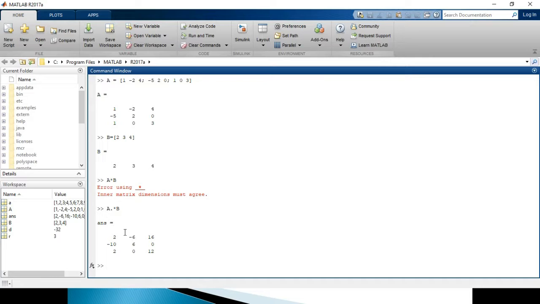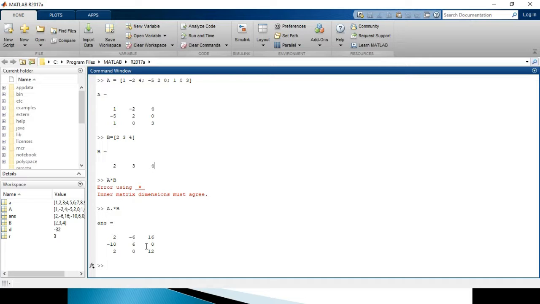Now understand the element by element method very clearly. Here you can see for A the first element is 1, and for B the first element is 2. So 2 and 1 will be multiplied. Here is 2. The second element is minus 2, and for B the second element is 3. Here the result is minus 6. So you understand that for 4 and 4 there is 16. In the second row the first element is minus 5, and for B the first element is 2, and here you get your result minus 10.